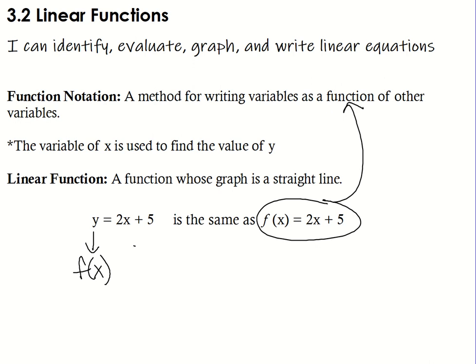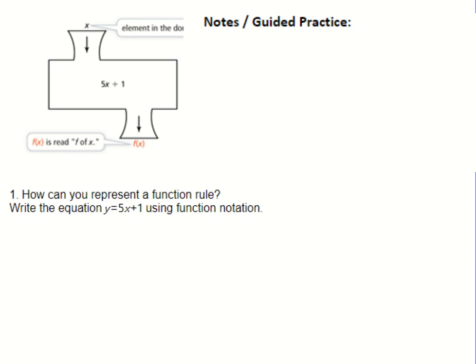You'll see that if we have multiple functions, sometimes they'll have different letters. It'll be h of x, g of x, so that we can have multiple functions. So this is our function machine. We're going to put in an x, do something with it with this equation, 5x plus 1, and it'll become f of x. You can see it says read as f of x.